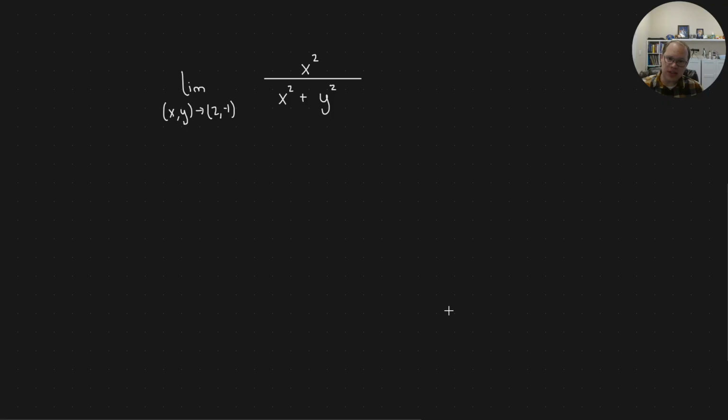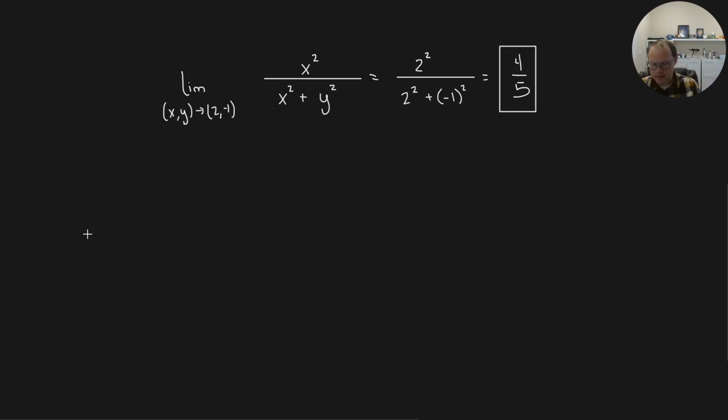If a function is continuous at a point, then all I need to do to evaluate the limit is plug in the point. I get 4/5. Okay, and that is the answer. The limit does exist and it equals 4/5. This is going to be an important idea going forward.